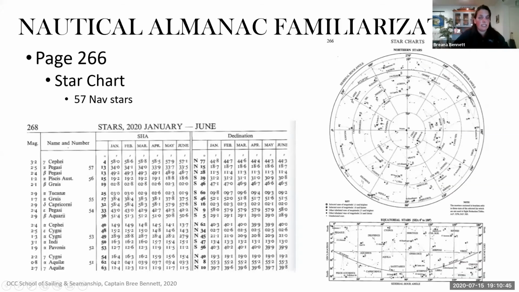Okay, page 266 goes to our star chart. So we have the star chart for the northern stars and the southern stars. So this is a great tool to look at when you figure out which stars you want to shoot at that particular time in your particular location. Then you could use this to help you identify which constellation you're looking for.